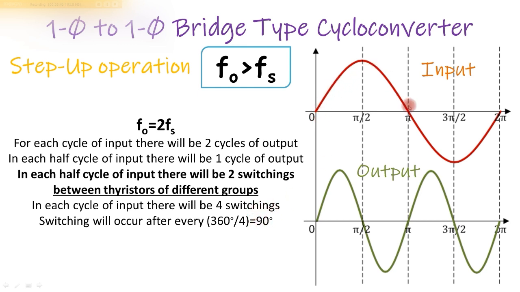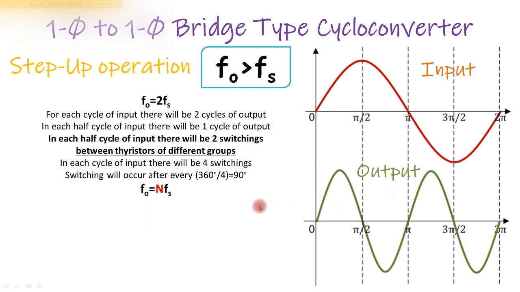This is a complete cycle of input expanded over 2 pi radian or 360 degrees. And to obtain 2 complete cycles of output, we have to perform 4 switchings. Therefore, each switching will occur after each 90 degrees, as we have seen in this example. Now let us try to generalize these things.